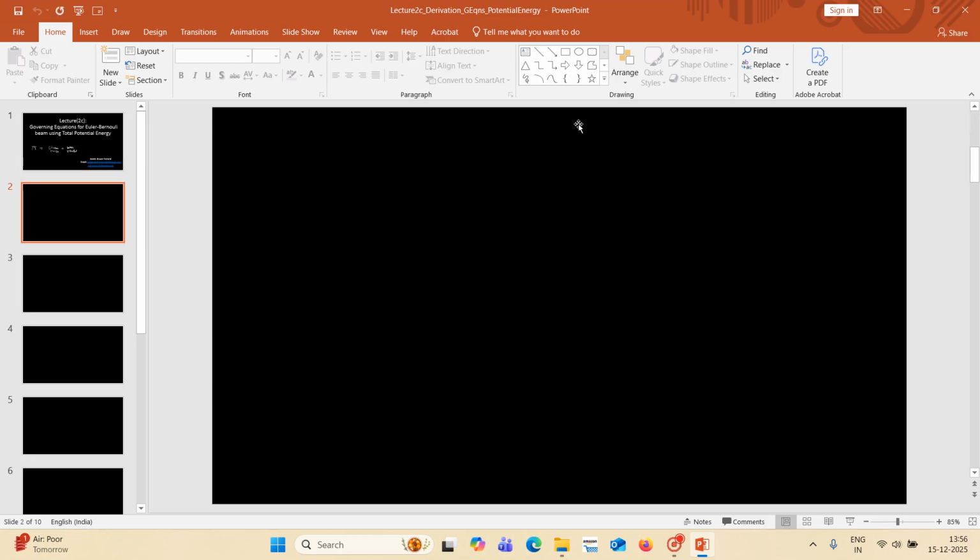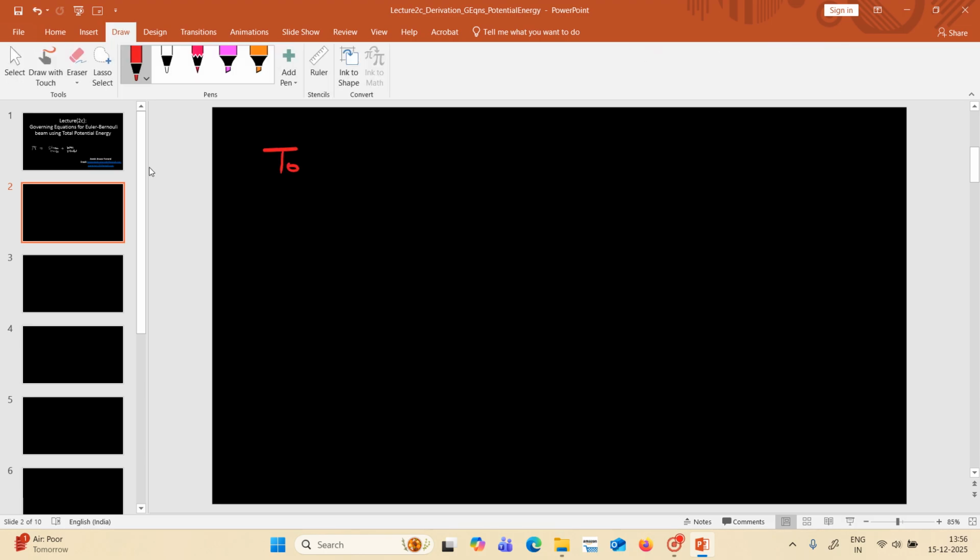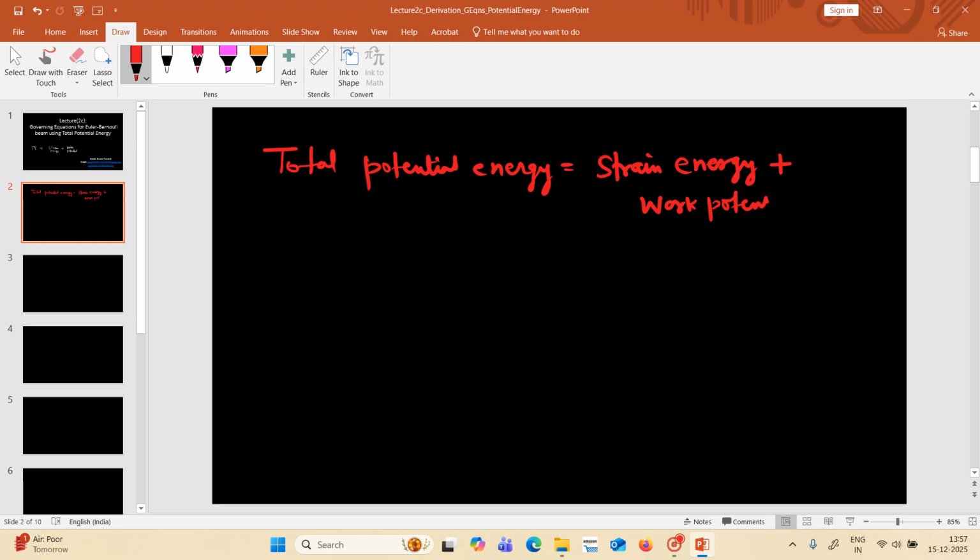Okay, so let's start. What do we know about the total potential energy? It is the sum of the strain energy stored in a body plus the work potential, or the negative of the external work done. Generally we denote it with pi. Total potential energy equals strain energy plus work potential.